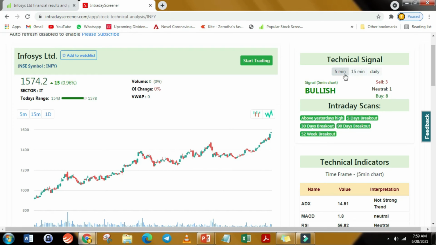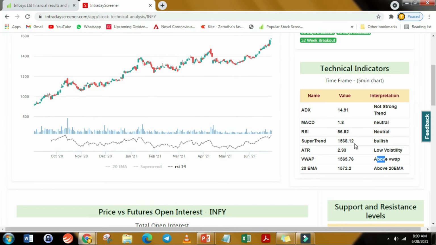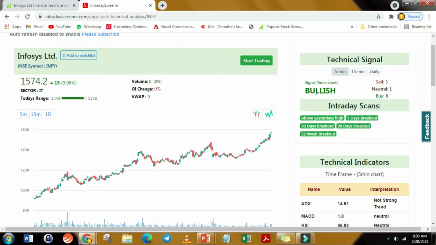Now here you can see the graphs, and you are getting some signals, like signals for 5 minutes, 15 minutes, and daily. So here are some technical parameters that are mostly used in technical analysis. You can see MACD, RSI, super trend, VWAP, ADX. These signals suggest whether to go for buying this particular stock. So you can see the super trend is bullish, VWAP is above, meaning the value is above VWAP, and for the 5 minutes chart it's saying bullish, and the 15 minutes chart it's saying bullish. Based on that you can decide whether you can trade in this stock.